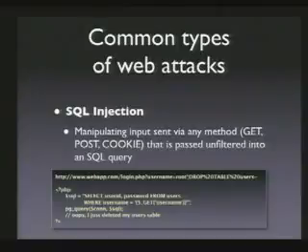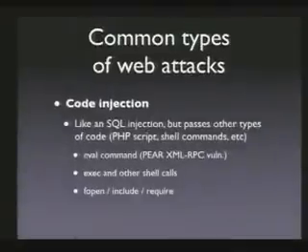Again, I'd say most of the vulnerabilities that we saw in PHP-BB and PHP-Nuke, I would say 78% of those were SQL injections and cross-site scripting attacks. Code injections are basically like SQL injection, but you're passing some other type of code. That might be a PHP script that gets evaluated, shell commands, things like that.